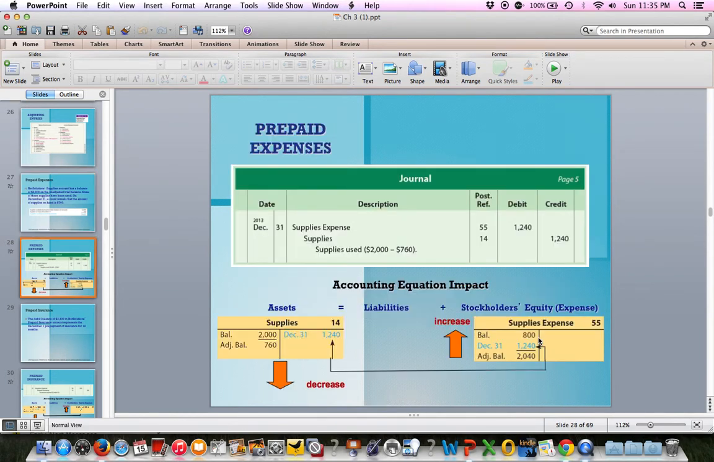So I make a journal entry. The difference is $1,240, and we'll debit supply expense and credit supplies to show that we've used up some supplies and turn them into expenses. Okay, so asset goes down, supplies goes down, and then expenses go up, which means equity is going to go down. Okay. So that's our journal entry, is to record asset turning into expense.